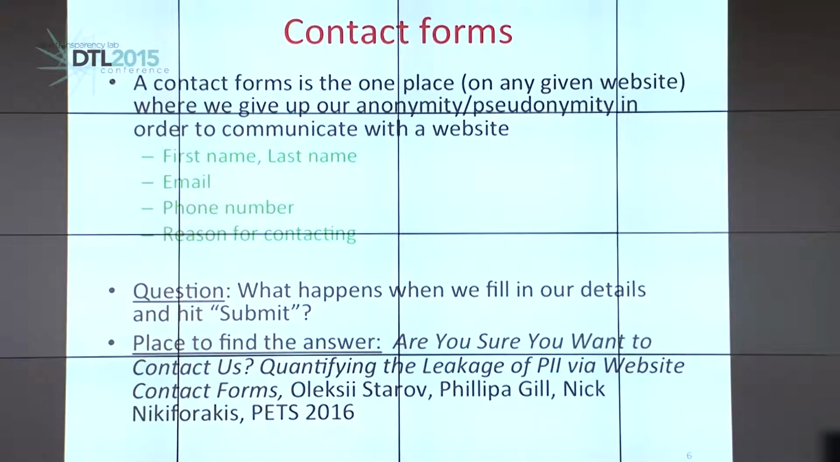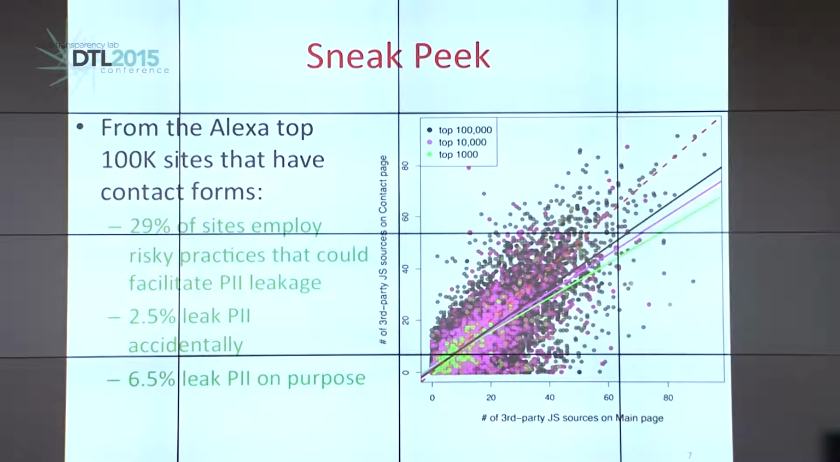And the answer, the long form, is available in this paper that we authored with my student Oleksii and with my colleague Filipa, which will be presented in next year's PETS, and we also have a poster that I can talk to you about. So a sneak peek of the results is that we crawled the top 100,000 Alexa sites, and we really were looking for contact forms and what's happening there. The first result is that 29% of the contact forms discovered engage in risky practices, right, that could facilitate PII leakage.